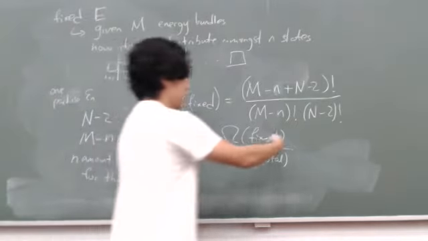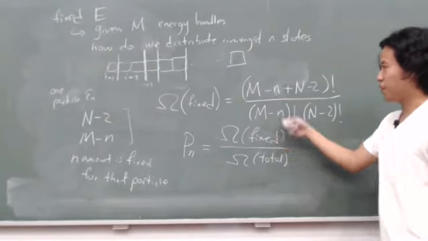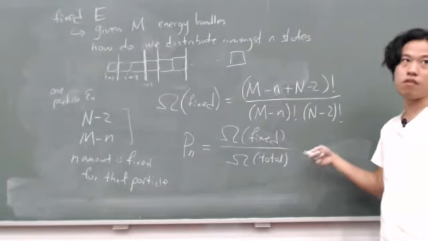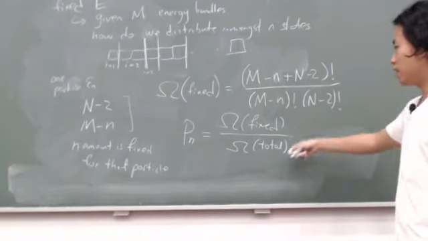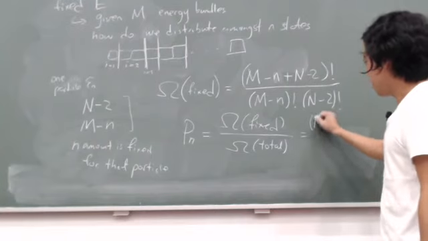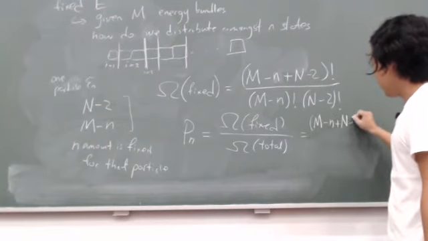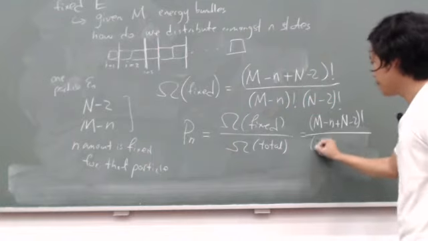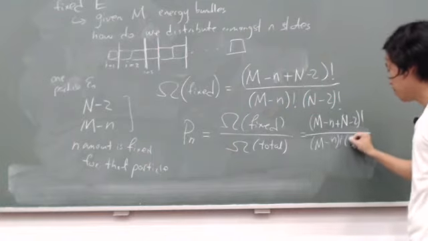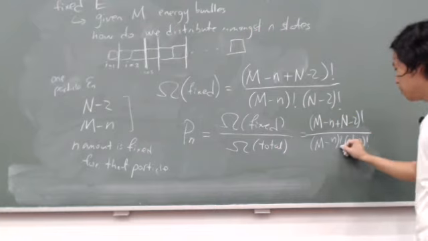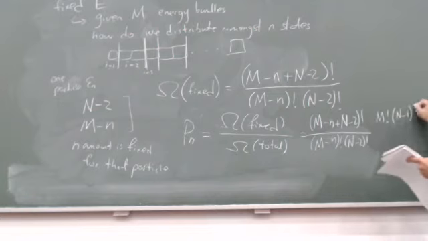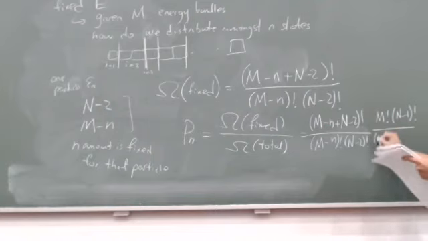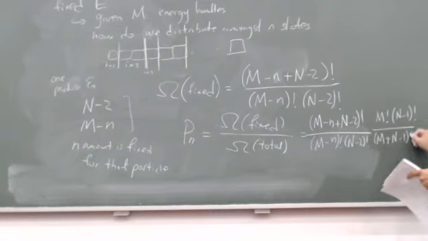So, if this fixed amount n goes to 0, then this whole thing goes to 1. So it's saying that it's definitely probable for you to find a particle somewhere. In this case, we sub in what we had before. So we get (M minus n plus N minus 2) factorial divided by (M minus n) factorial (N minus 2) factorial. So that's the fixed one, and I have the total one that's inverted. So I get M factorial (N minus 1) factorial divided by (M plus N minus 1) factorial.